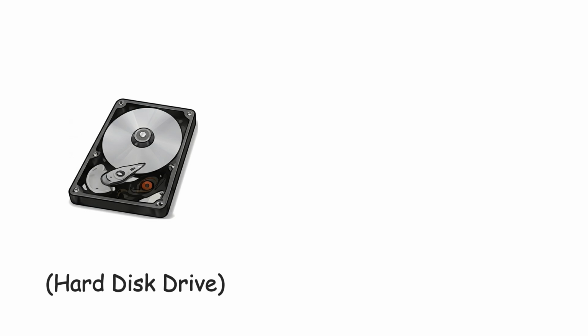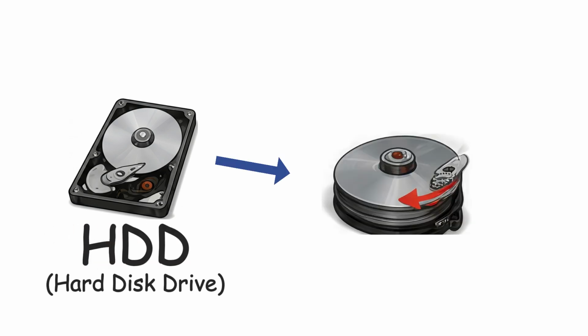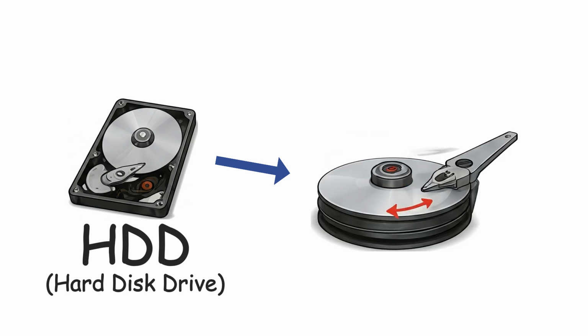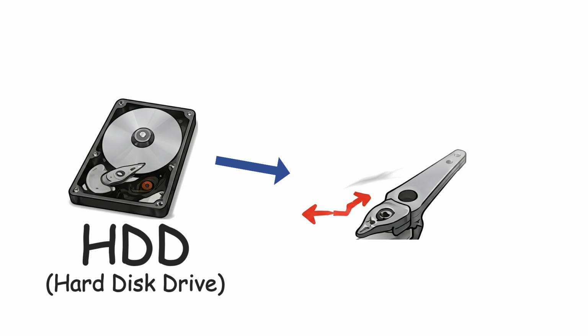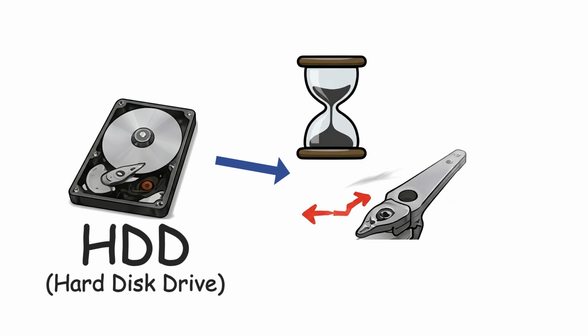A hard disk drive, often called an HDD, stores information on spinning magnetic disks. As those disks rotate, a tiny reading head moves across their surface, finding and retrieving the information you request. But because the disks must physically spin and the reading head has to move, retrieving information takes time.